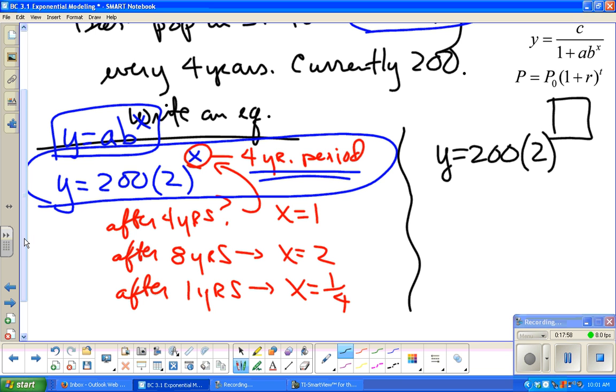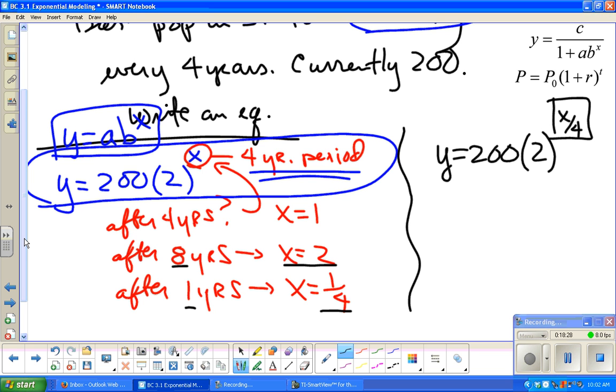What am I doing with this? I'm really dividing by 4, right? 4 divided by 4 is 1. 8 divided by 4 is 2. 1 divided by 4 is 1/4. Well, how about instead I just put x over 4 up there? So now x doesn't mean the number of 4-year chunks. Now x can be the number of years. So if it's been 8 years, 8 divided by 4 is 2.